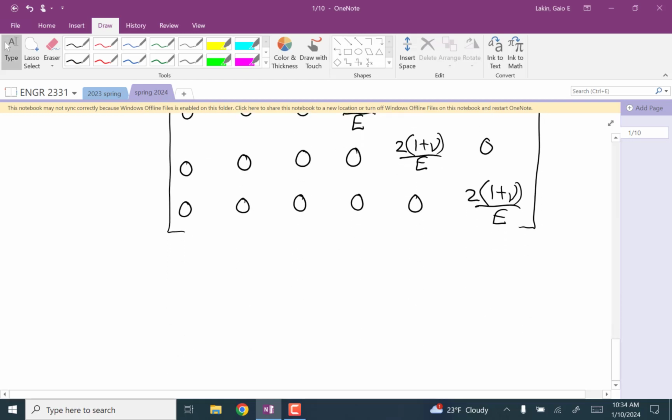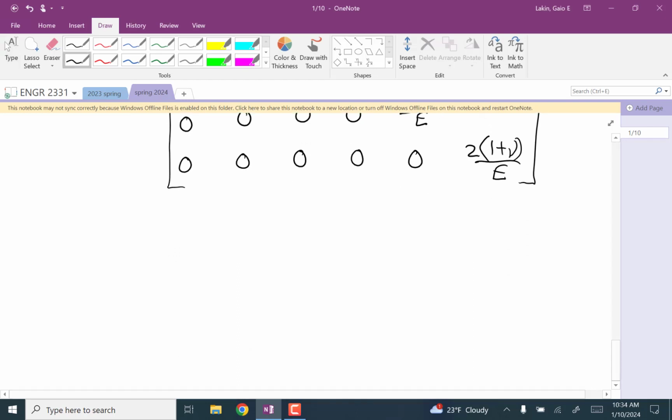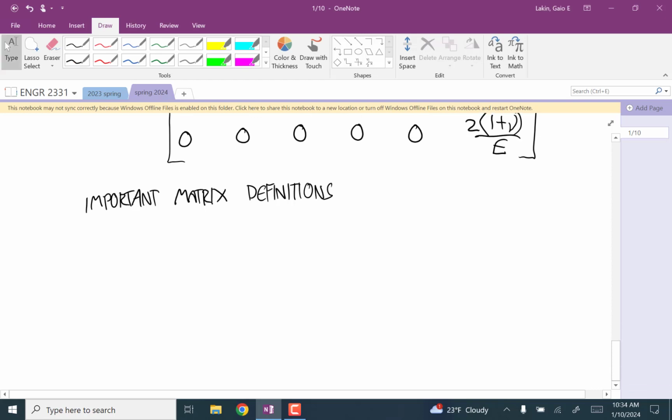Okay, so now we need a few definitions. So these are important matrix definitions. The first one is transpose.